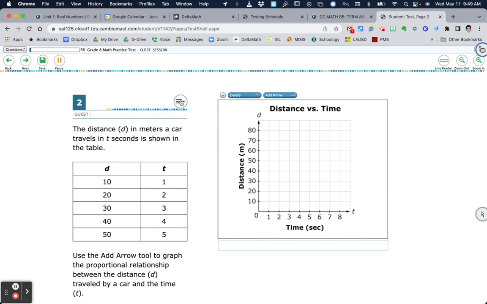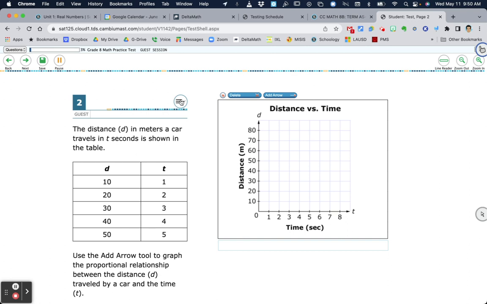Okay. Same as before. And this question is deceiving, I can already tell, because they switch things. They aren't in the order that we're used to. And sometimes in the Smarter Balanced questions, they do that. It says the distance d in meters a car travels in t seconds is shown in the table. So the distance here is in meters. 10 meters took 1 second. 20 meters took 2 seconds. And so on and so forth. We're used to the reverse, where the independent variable, the time, comes first, and the dependent variable, the distance, comes second. But they switched it on us. That's okay. They didn't fool us.